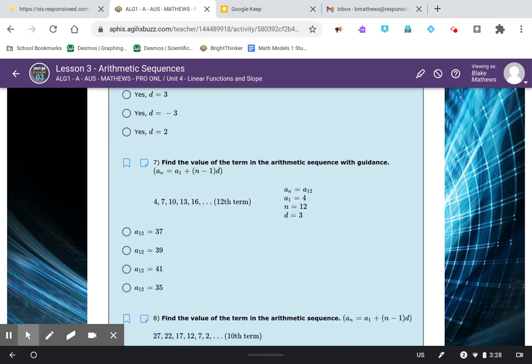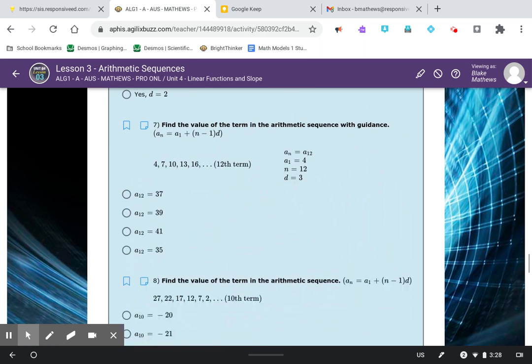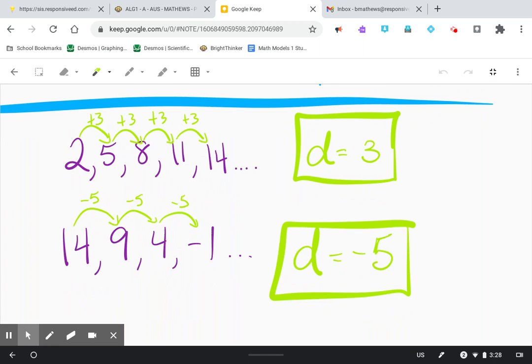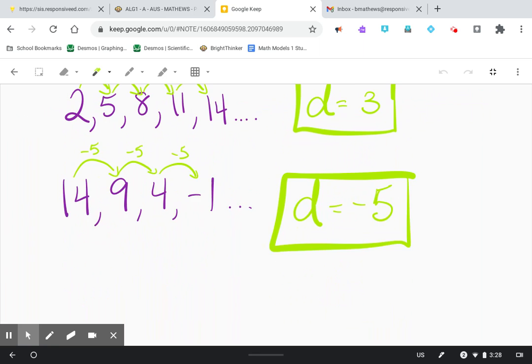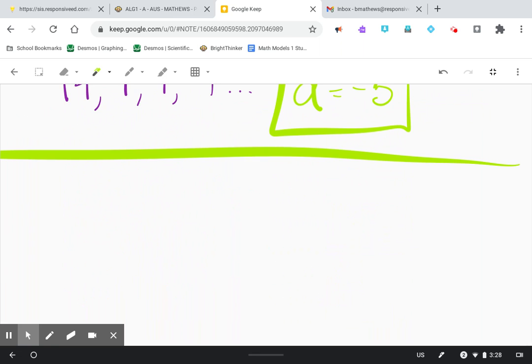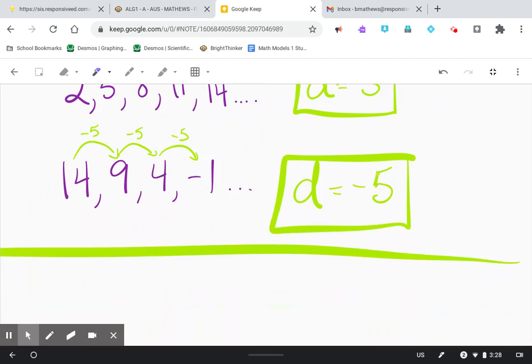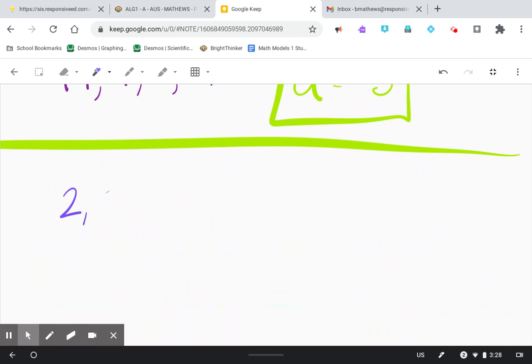All right. Starting with number 7, they are going to have us find an nth term of a sequence or series. So let me jump down here. Let's go ahead and use one of the examples from up here. I'll use the example 2, 5, 8, 11, 14. Let me write this down: 2, 5, 8, 11, 14, dot, dot, dot.